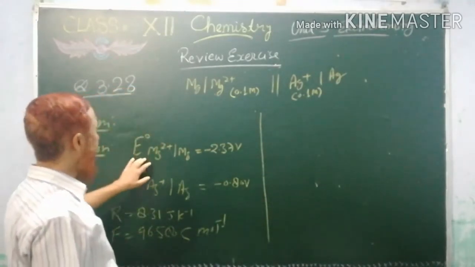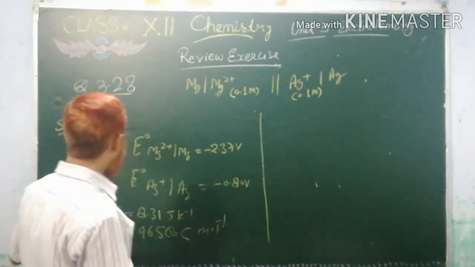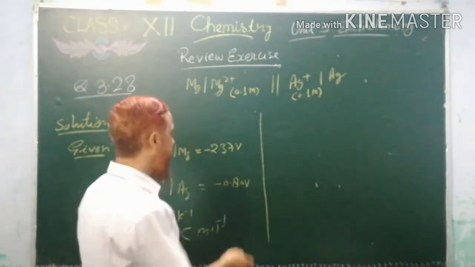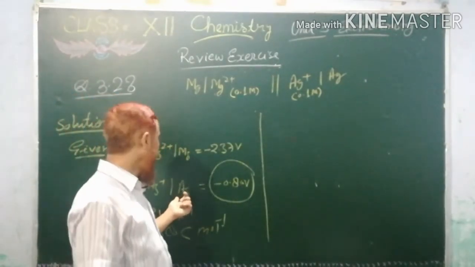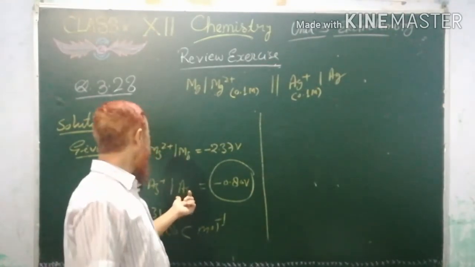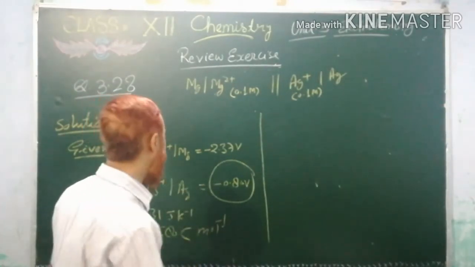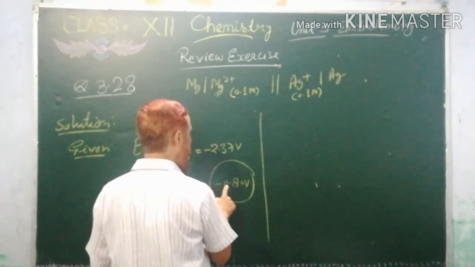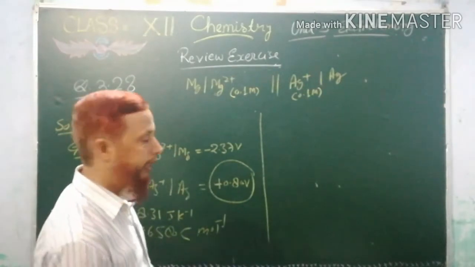So in this question, what is given? The reduction potential of magnesium is given as minus 2.37 volt, and the reduction potential of silver is given as minus 0.80 volt. This is a mistake in the question, because you know that the reduction potential of silver will always be positive. Metals below hydrogen mostly have positive reduction potential, because the reduction potential increases down the electrochemical series. So we need one correction here. In your book you will make the correction: if it is given as minus 0.80, you will write plus 0.80. Then only you can get your answer.